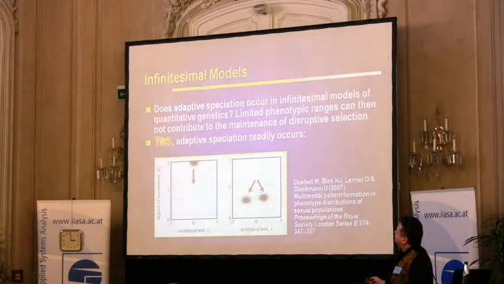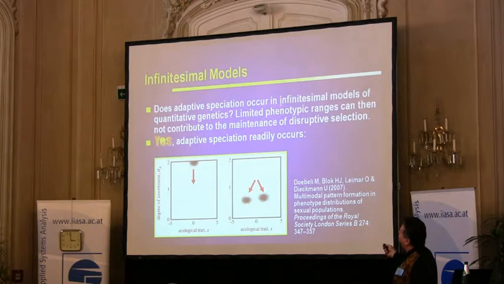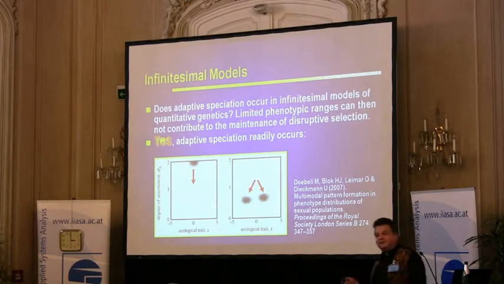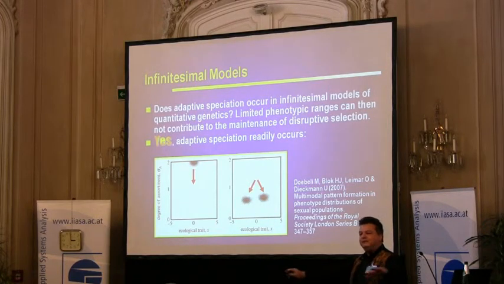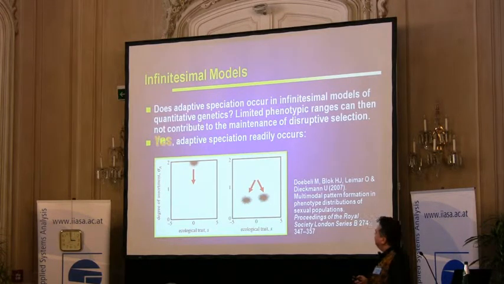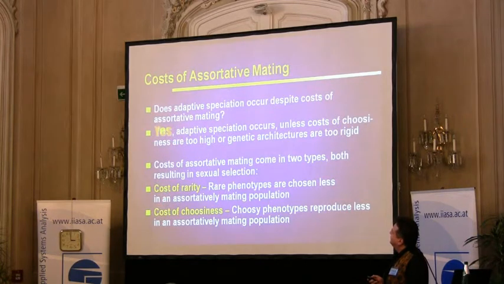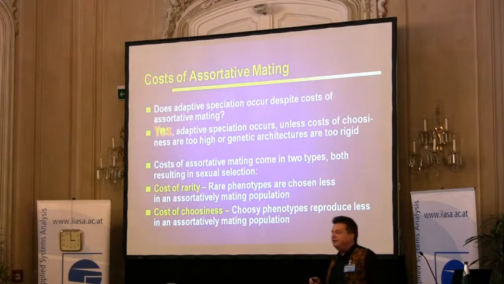Next question. Does adaptive speciation occur in infinitesimal models of quantitative genetics? Because here there is no limitation of the phenotypic range, no boundary effects in phenotype space, so these cannot contribute to disruptive selection. And yes, we had a study 3 years ago that shows it works. It actually works very well because in infinitesimal models you have infinitely extended tails, and they help you to establish bimodal distributions quite effectively. The costs of assortative mating, I think, are one of the most interesting discussion areas.